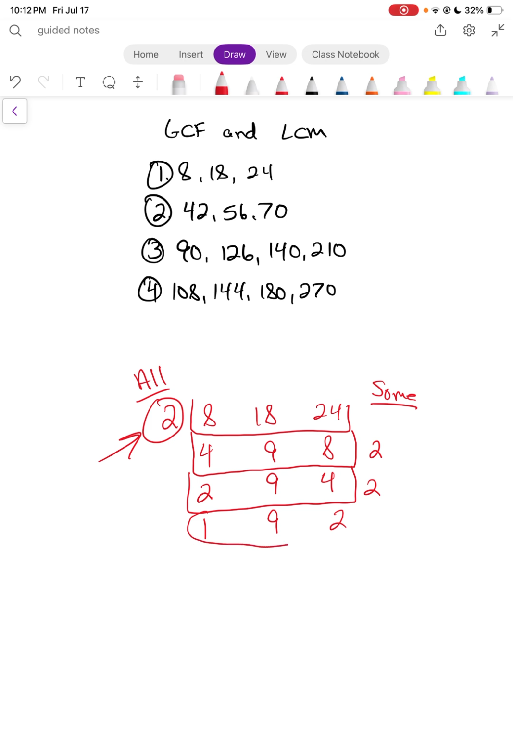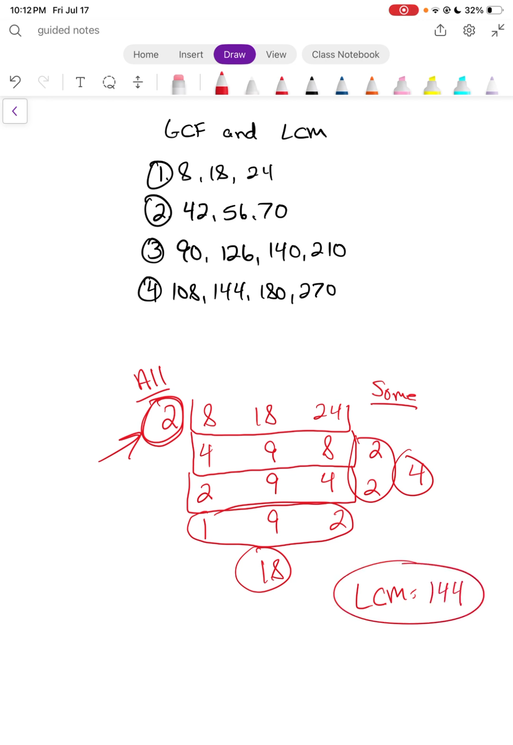If you multiply these 3 numbers together, it gives you an 18. Multiply these numbers together, it gives you a 4. Multiply the GCF times 18 times 4, and you're going to get an LCM of, let's see, that's going to be 36 times 4, which is 144. That's how you find your LCM. Let's do another one.